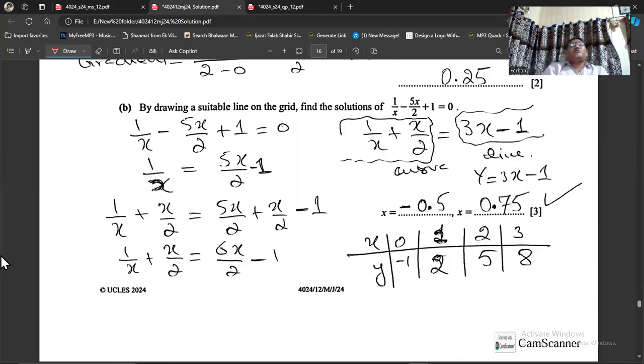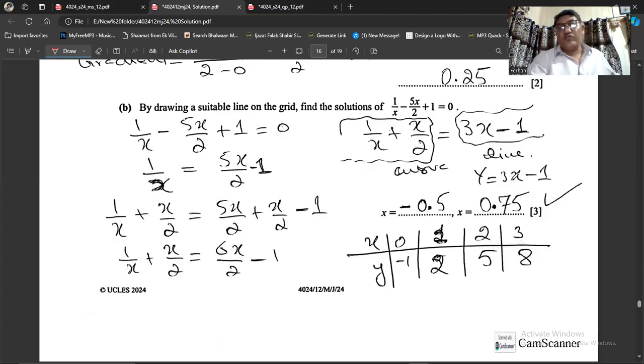So x by 2 is missing, so I will add x by 2 on both the sides. So this is that main graph, x cubed by x plus x by 2. This is that graph which is already drawn on that grid. And on the left side, you are left with 3x minus 1. So this is your line. This curve is already there, and this is my line.